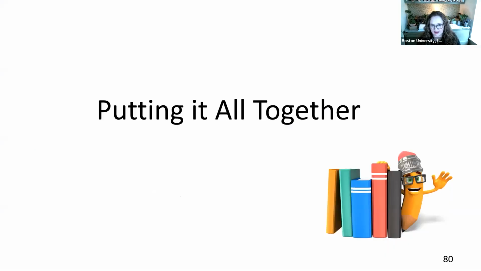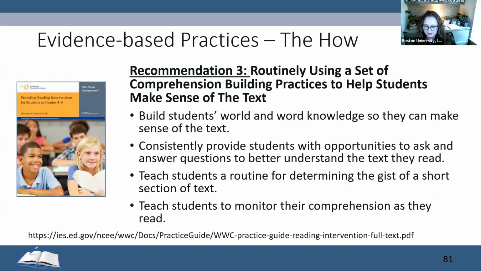So now I'll move here into pulling it all together. A couple of show and tell things and some websites to pay attention to, and then just to wrap it up. So I do want you to know about this foundational document, Promoting Reading Interventions for Students in Grades 4 through 6. Specifically, recommendation 3. Recommendation 3 to me pulls everything together that we've done in our sessions, parts 1 and 2. Recommendation 3 from this guide, an evidence-based recommendation, is to routinely use a set of comprehension building practices to help students make sense of the text. And that's exactly what we've done.